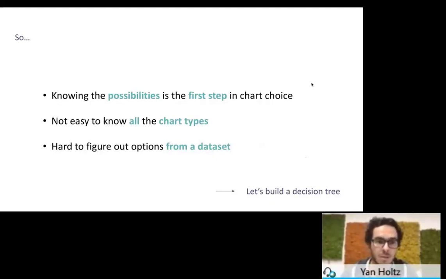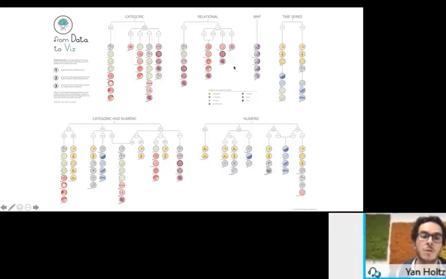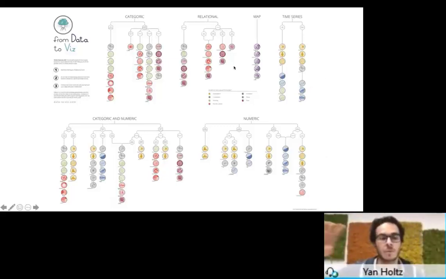And because I was always having the same process in my head, and I was talking about it with many people, I decided to build a website about it. This website is called From Data to Viz, and the main part is a decision tree. Basically, you describe your data, you answer a few questions, and then it tells you all the kinds of viz you can build with it. So I'm going to try to give you a quick demo of how it looks.